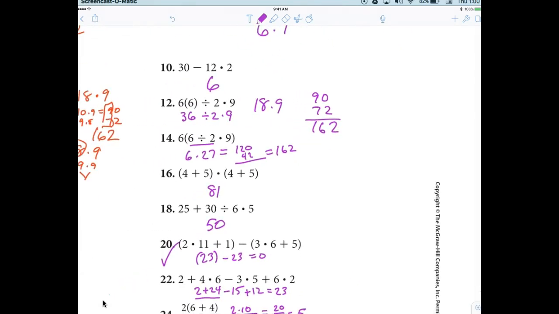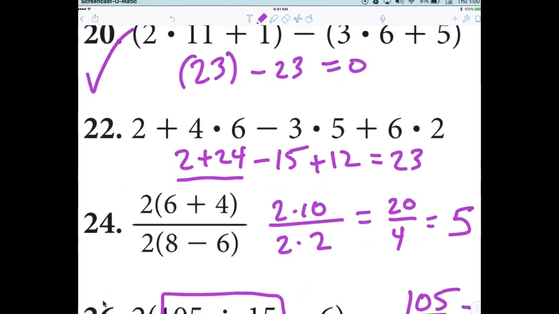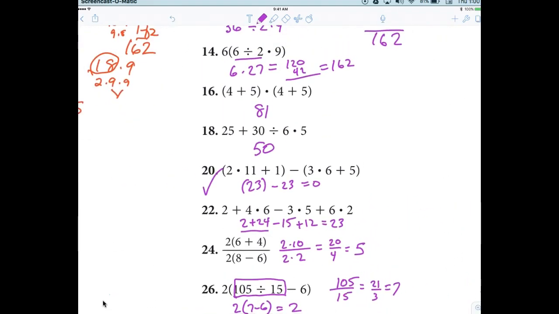If you want to just quickly look at your answers to see how you're doing for some of the evens, we can do that real quick. What? Oh, I got the right answer. I just had to redo that. All right, here we go.